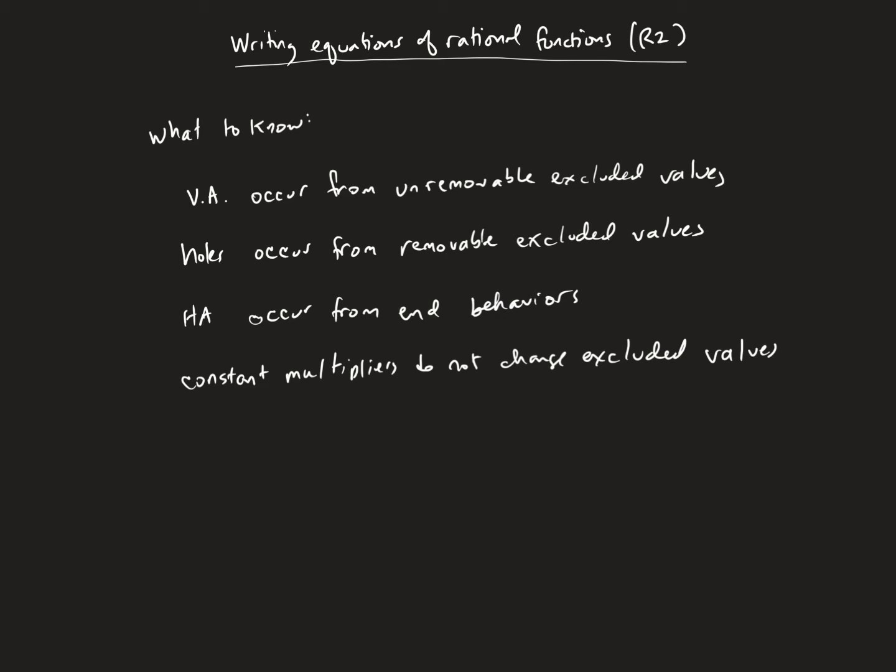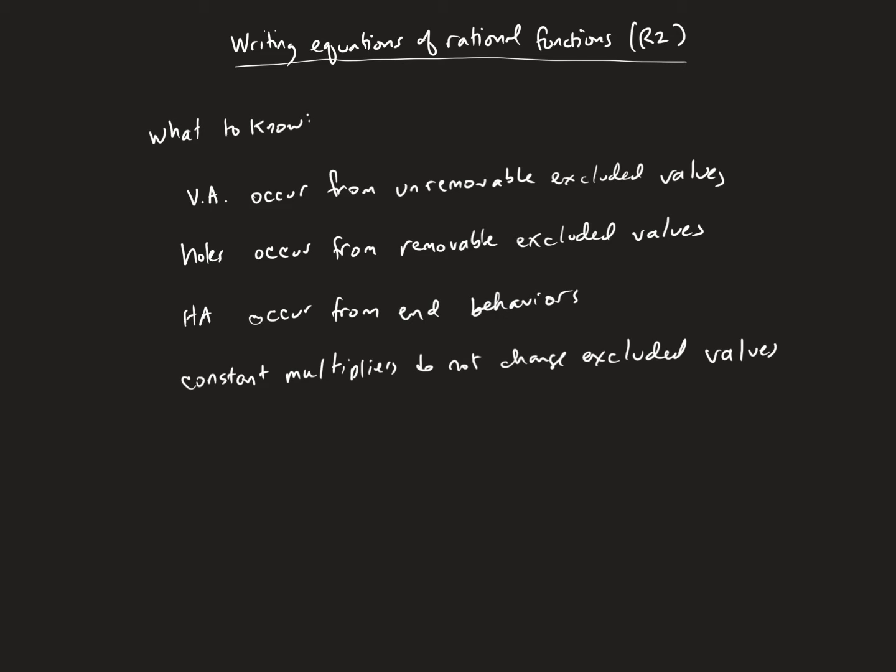Whenever you have a rational function, a vertical asymptote can occur from an unremovable excluded value. Remember, an excluded value is any value that makes the denominator of a rational function equal 0. Unremovable means that the factor that gives you that excluded value will not cancel away. Holes occur from removable excluded values. So if you have an excluded value and the factor that gives you that cancels when you simplify the fraction, you have a hole at that spot.